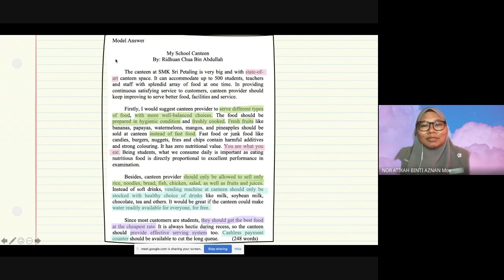So this is a model answer. This is the sample that I hope will give students a basic idea of how you can write your answer. Again, the one in green is the one that I said, the types of food that I want the school to provide. There are 1, 2, 3, 4.